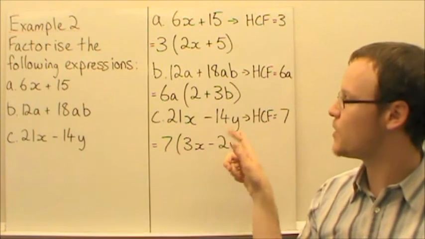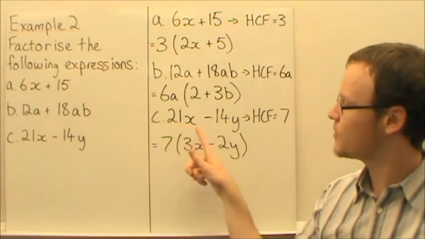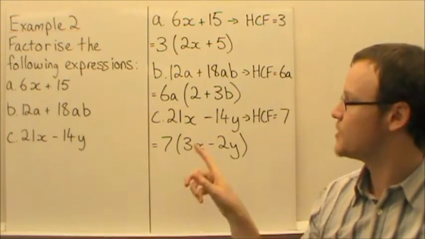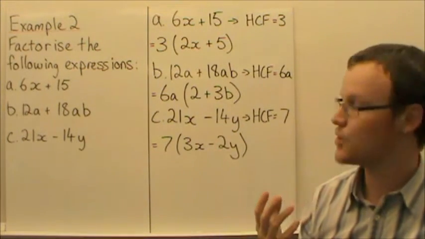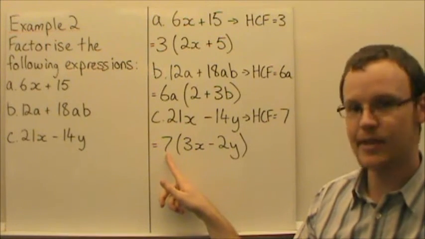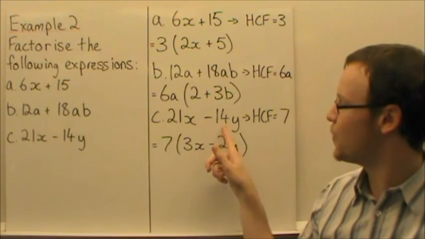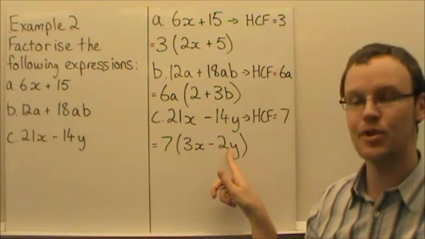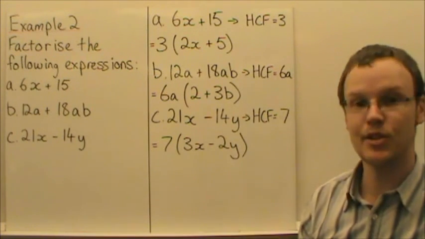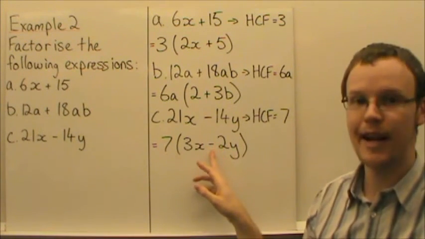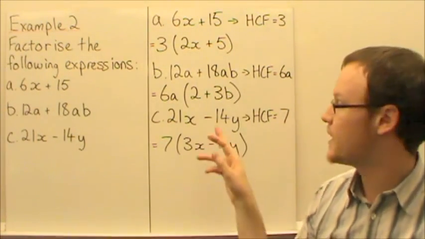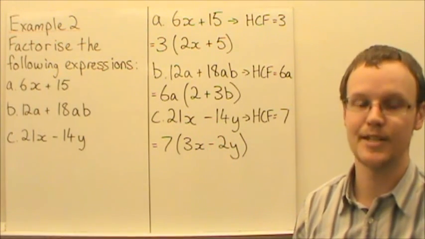Lastly, 21x minus 14y. The highest common factor of both of these is 7. Note, x and y aren't common factors between our two terms. So we take 7 outside the brackets. 21x divided by 7 is 3x. And 14y divided by 7 is 2y. We've also got a minus sign between our two terms. We're subtracting the terms away from each other, so that subtraction carries through to inside the brackets. It's exactly the same as if we were expanding it out. We need to remember to include that subtraction sign.